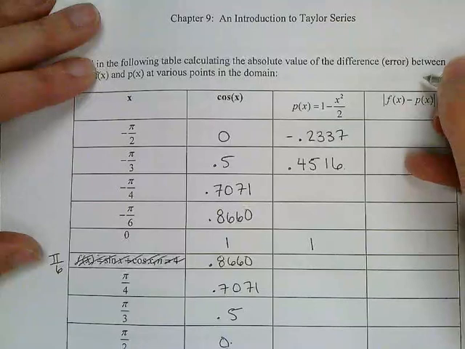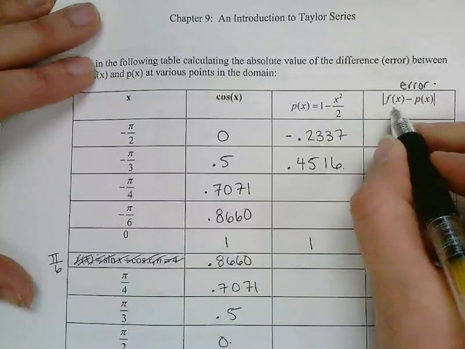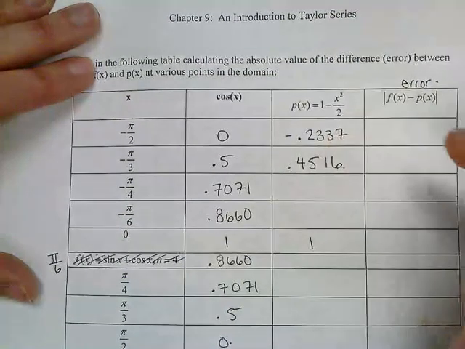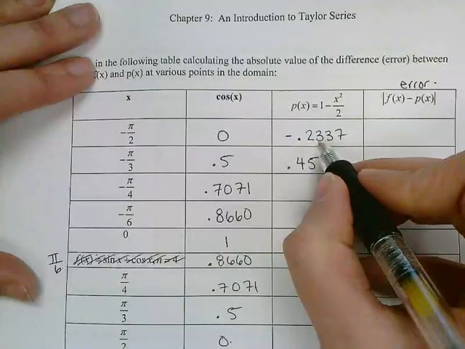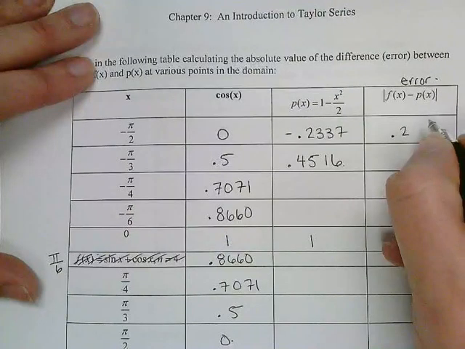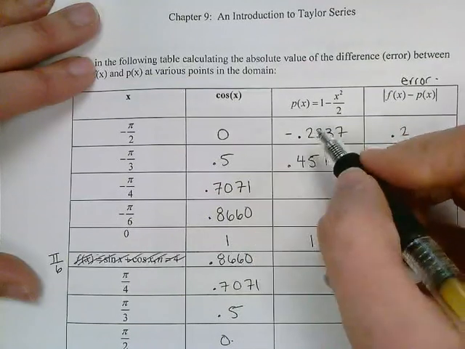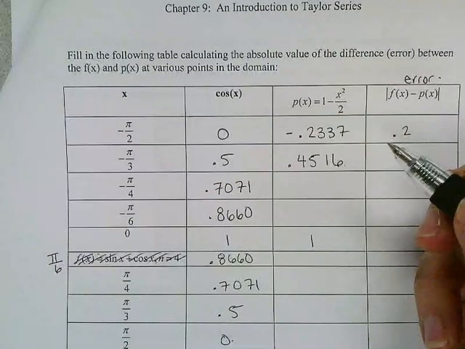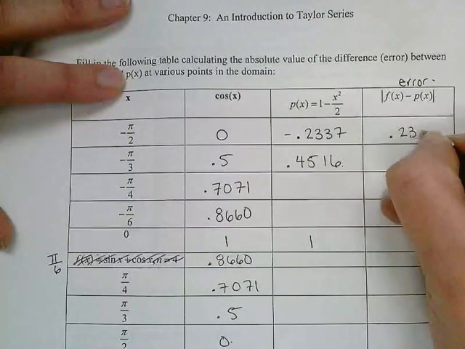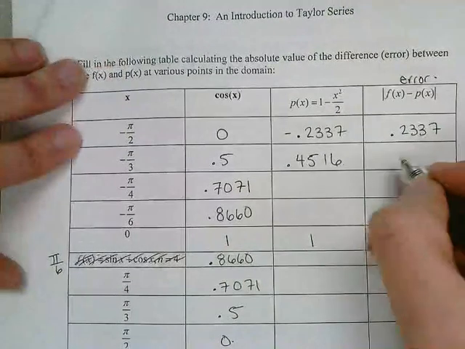So here, we're calculating the error. And basically, the way you calculate the error is you take your f of x minus your p of x. So here's my f of x minus my p of x. So when I subtract these two, what do I get? I get 0.2. Did I make a mistake here? Was this supposed to be negative? Yeah. 0.2337. Okay?